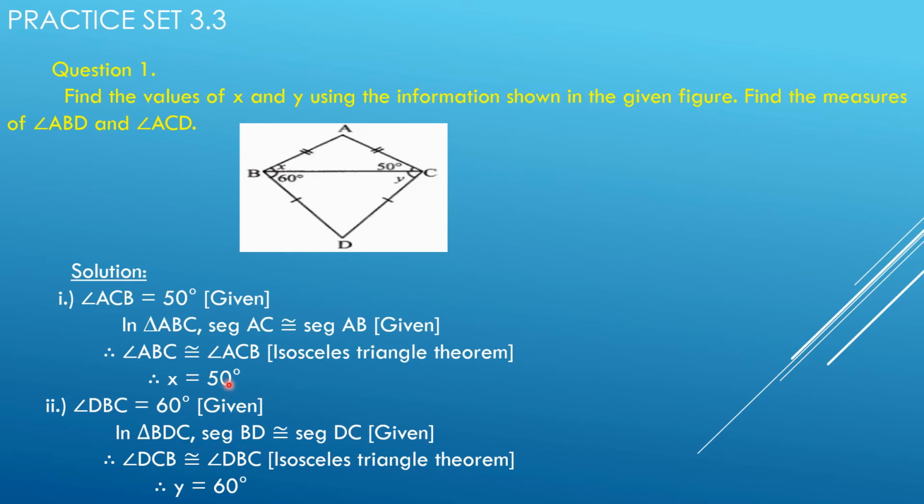And second one, angle DBC is equal to 60 degree. And here also the triangle DBC, segment BD congruent to segment DC. Therefore, this triangle is also isosceles triangle. Therefore, by isosceles triangle theorem, angle DCB congruent to angle DBC. Therefore, y is equal to 60 degree.